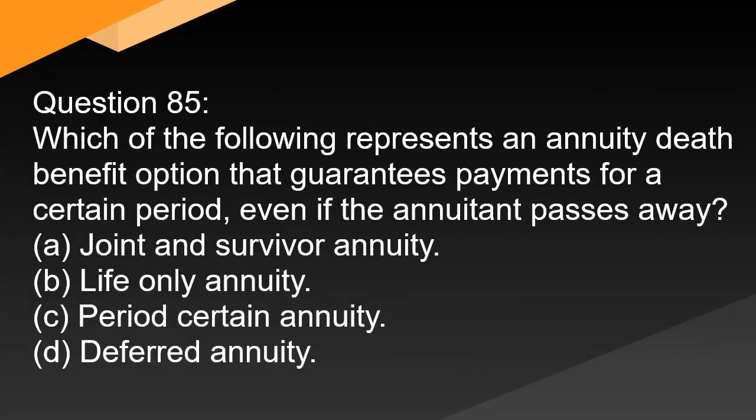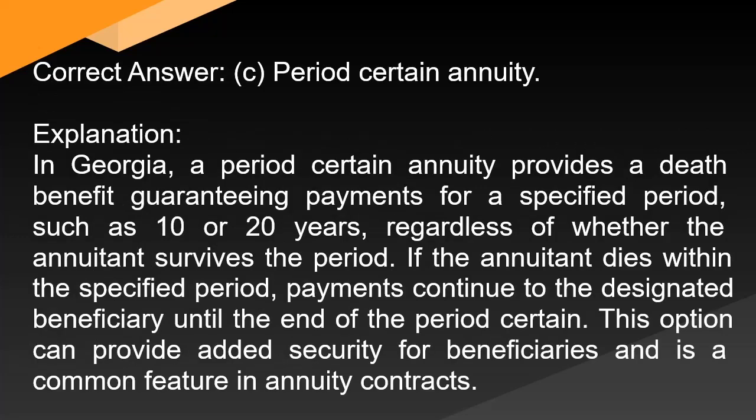Question 85. Which of the following represents an annuity death benefit option that guarantees payments for a certain period, even if the annuitant passes away? Correct answer: C. Period certain annuity. Explanation: In Georgia, a period certain annuity provides a death benefit guaranteeing payments for a specified period, such as 10 or 20 years, regardless of whether the annuitant survives the period.